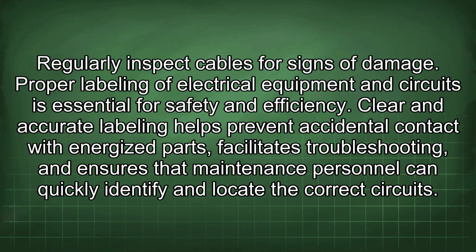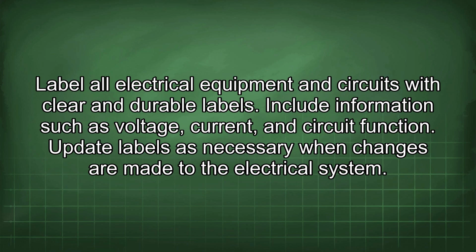Proper labeling of electrical equipment and circuits is essential for safety and efficiency. Clear and accurate labeling helps prevent accidental contact with energized parts, facilitates troubleshooting, and ensures that maintenance personnel can quickly identify and locate the correct circuits. Label all electrical equipment and circuits with clear and durable labels. Include information such as voltage, current, and circuit function. Update labels as necessary when changes are made to the electrical system.